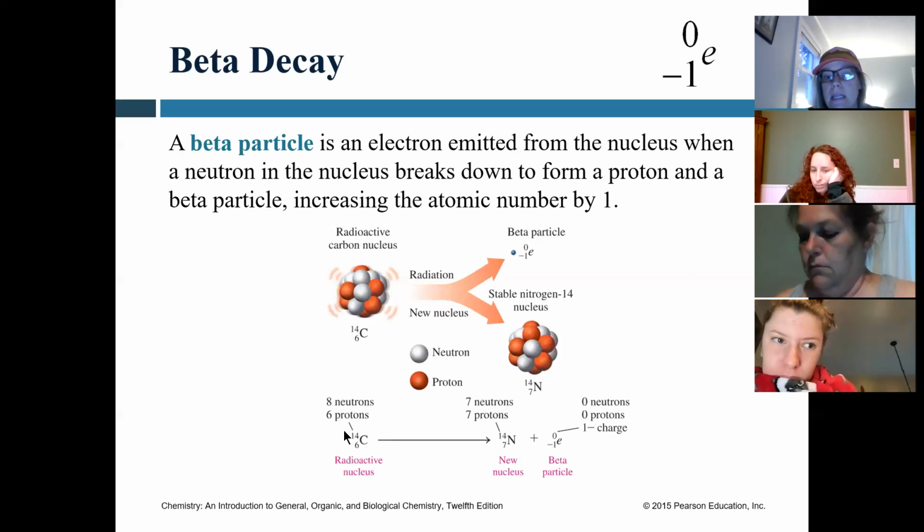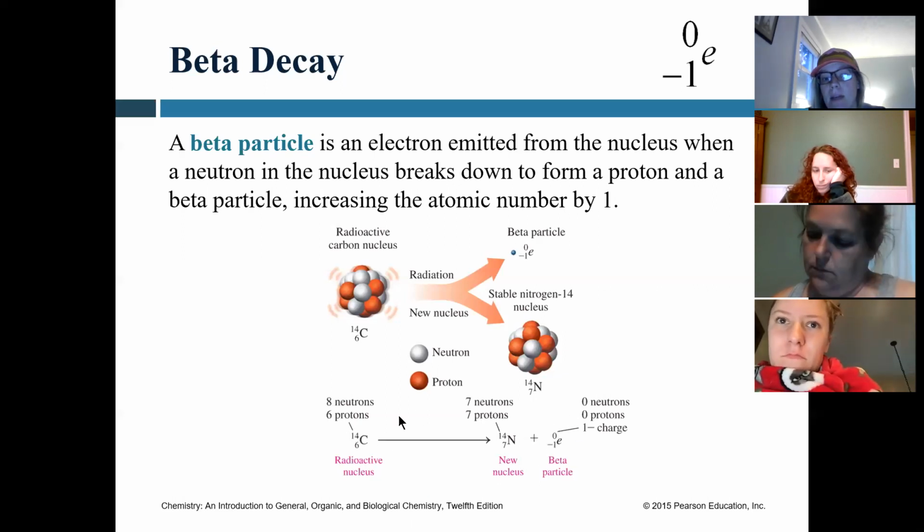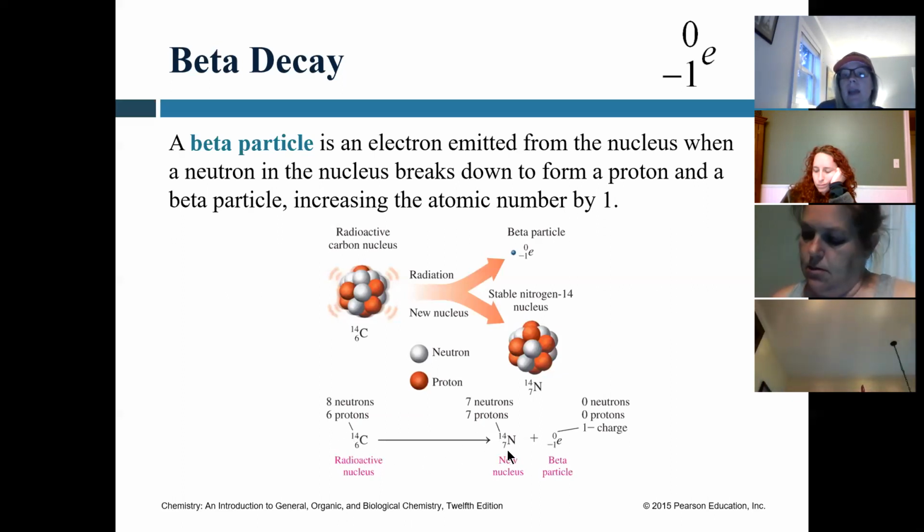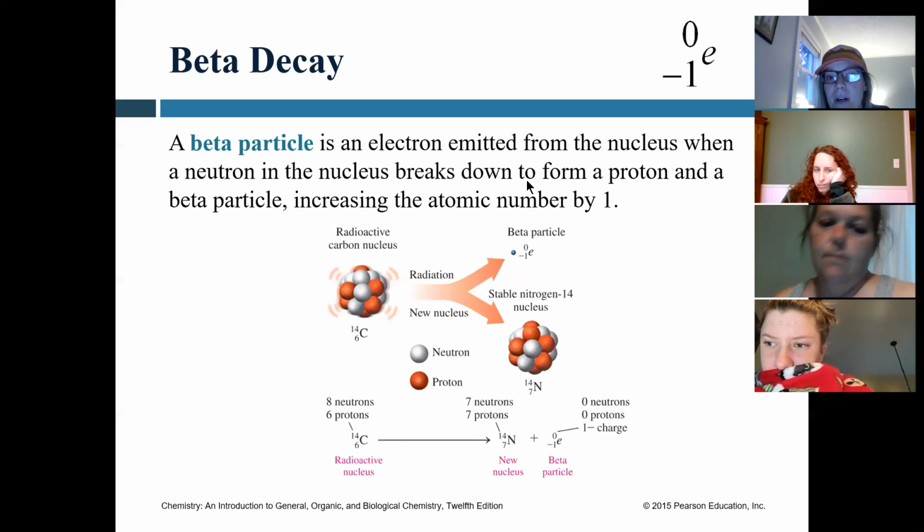So carbon-14, when it undergoes beta decay, the mass number will stay the same, so it's still 14. The number of protons, or the atomic number, will increase by 1. So from 6 to 7. So it went from carbon-14 to now we have nitrogen-14.